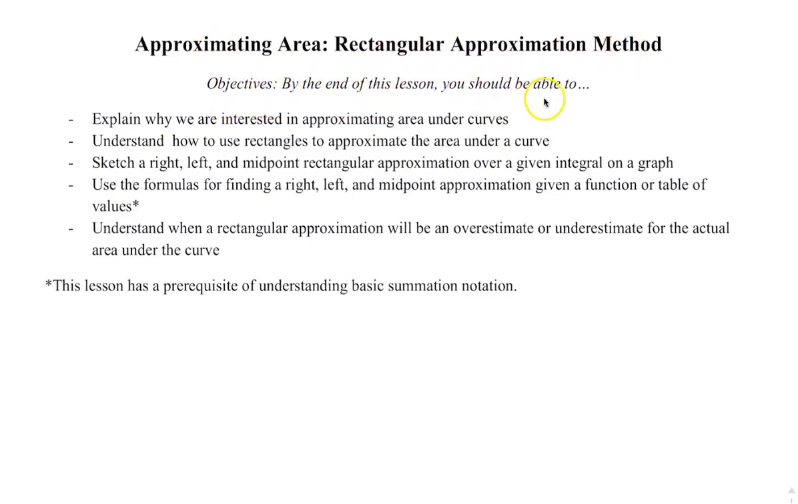Objectives. By this lesson, you should be able to explain why we are interested in approximating area on the curve, understand how to use rectangles to approximate area on the curve, sketch a right, left, and middle rectangular approximation over a given interval on a graph, use the formulas to find the right, left, midpoint approximation, given a table of values, understand when a rectangular approximation will be an overestimate or an underestimate for the actual area on the curve. So that's what we're doing today.